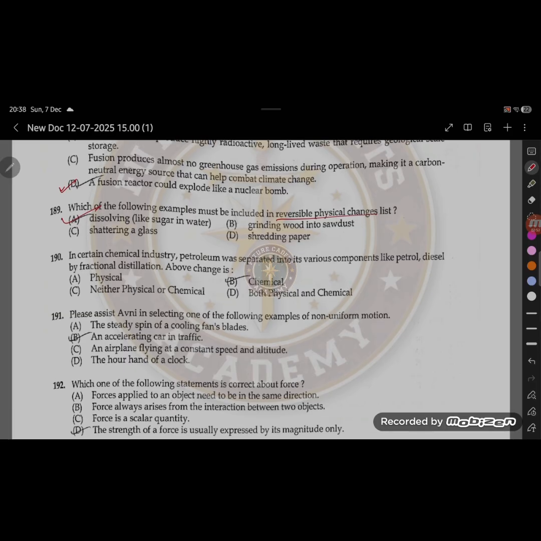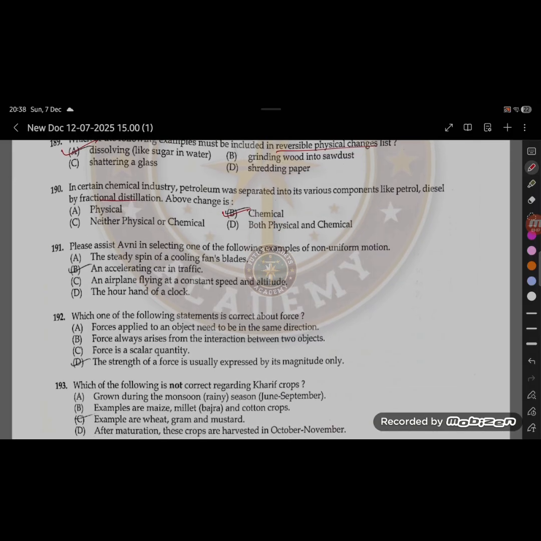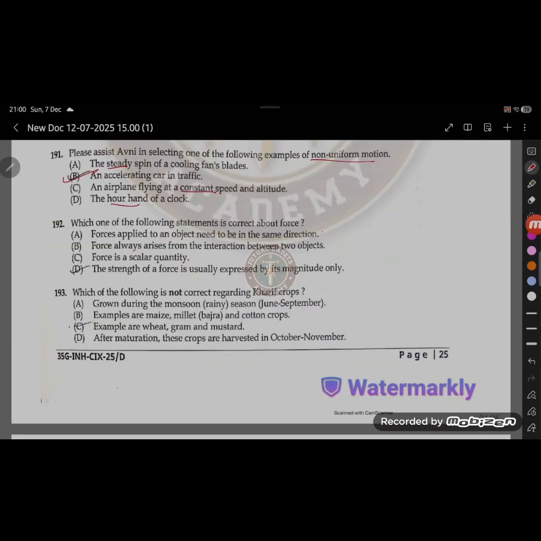Then about certain chemical industry. Petroleum was separated by fractional distillation, yes, and the above change is chemical because you cannot convert it again to petroleum once you obtain petrol, diesel, or any other substance. So it's a chemical change. Okay. In 191, it says assist Anvi in selecting one of the following examples of non-uniform motion. Okay. So motion would be uniform when? Now you can see the terms here: steady, constant, the hand of a clock. The pace will be uniform. So here accelerating car in traffic will be in non-uniform motion. If an object is accelerating, it cannot be in uniform motion.